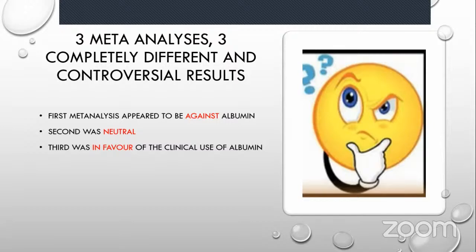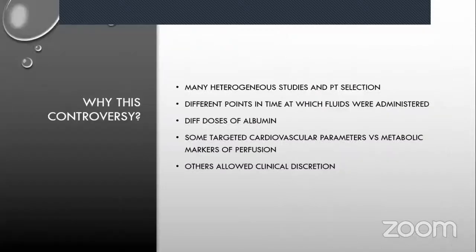Second one was neutral in 2001. The third one in 2003 was in favor of albumin. Why this controversy? Probably there were many heterogeneous studies and patient selections, different points in time at which the fluids were administered, different doses of albumin like we have seen, and then different end targets of resuscitation. Some were looking at cardiovascular parameters, others were looking at metabolic markers of perfusion, etc. And then others allowed clinical discretion.